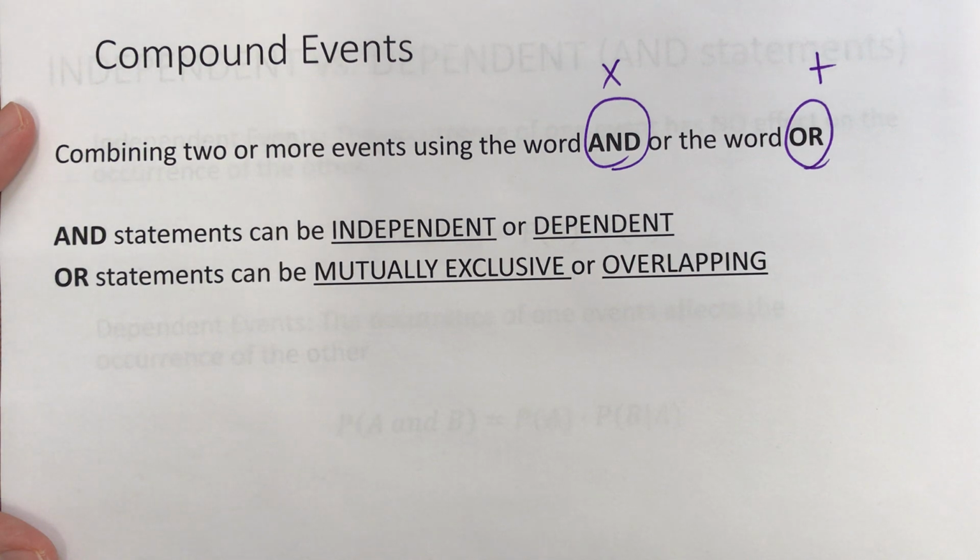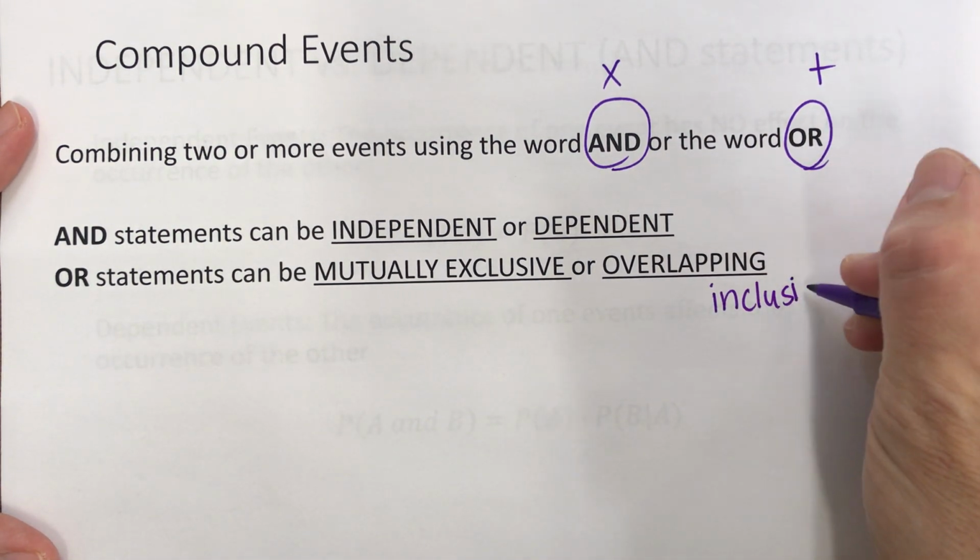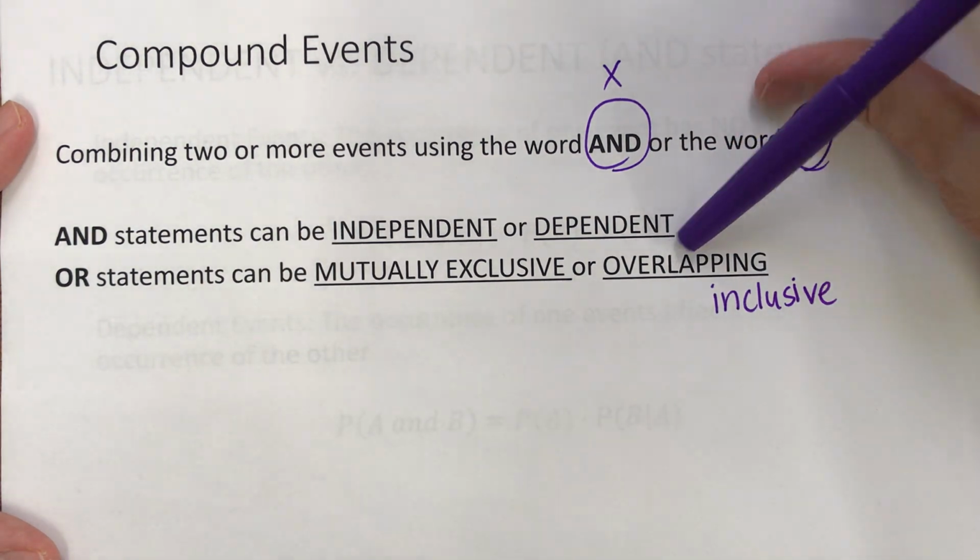And statements can be independent or dependent. Or statements can be mutually exclusive or overlapping. And sometimes we see inclusive instead of overlapping. All right.